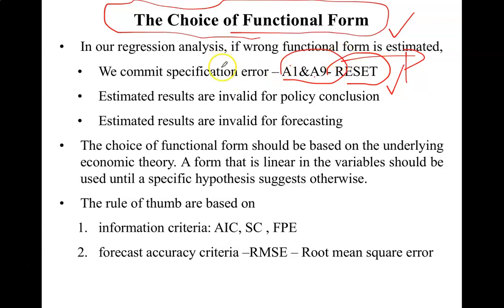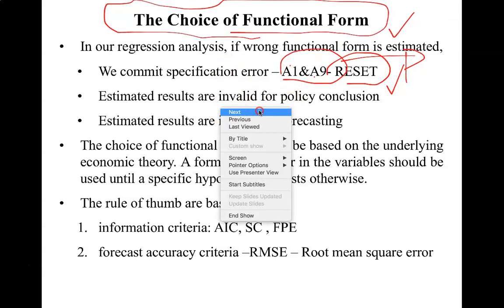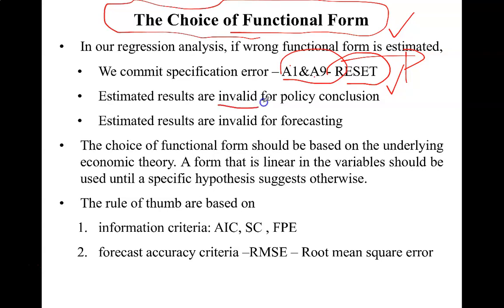Estimated results are invalid if the functional form is wrong, and certainly not suitable for forecasting. So for the choice of functional form, there are a few rules of thumb that we can follow.